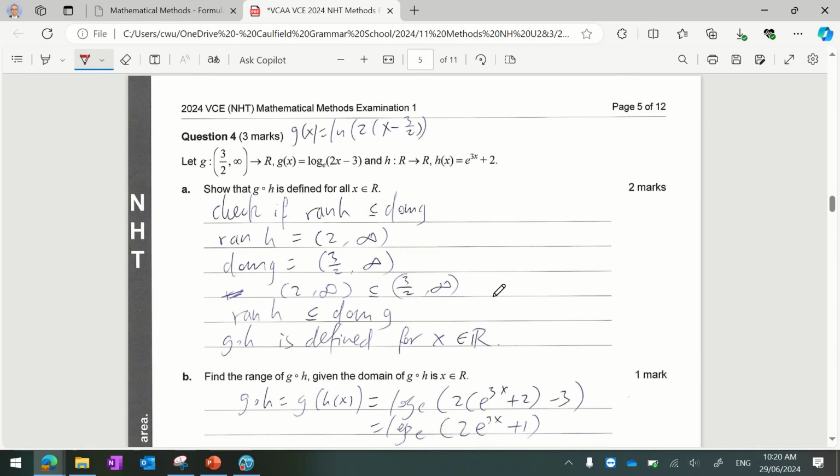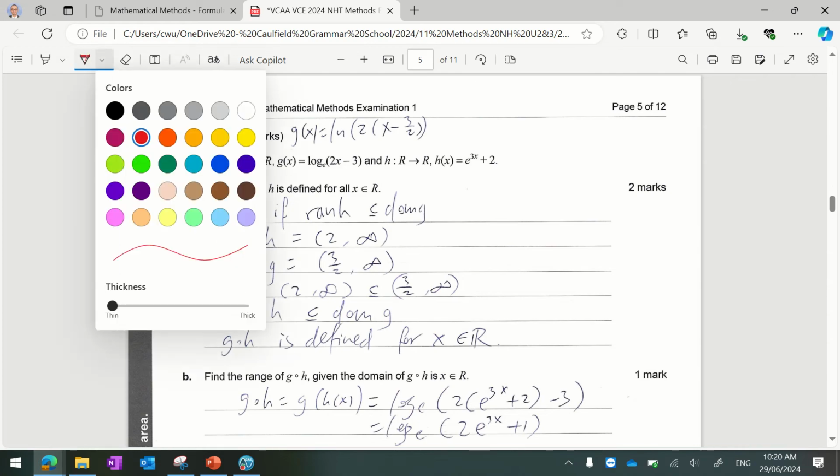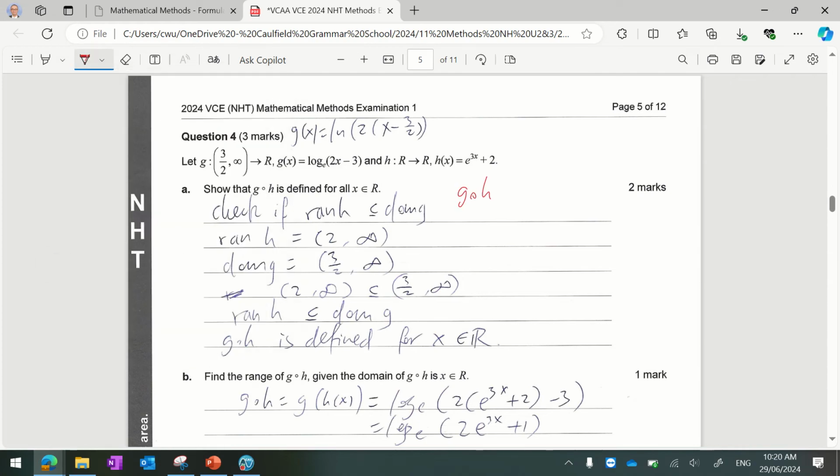Question 4. Again, I have a logarithm function, and I'm taking 2 out so that I make x coefficient 1. The coefficient of x has to be 1 for me to know what I'm dealing with. And then I've got an exponential. And then for G∘H, you need to show that G∘H is defined for all x. Just a reminder also, notation, G∘H is G(H(x)).